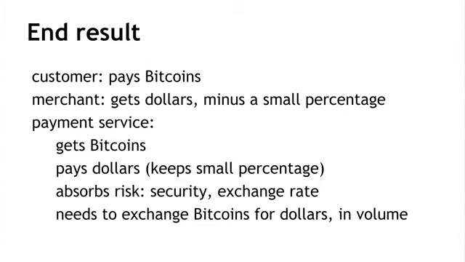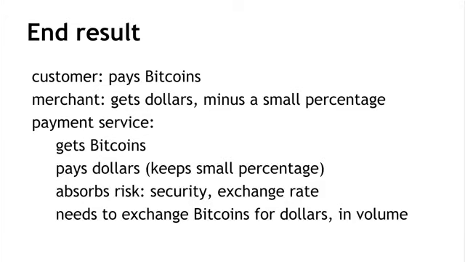Okay, so the end result of this whole process is the following: the customer pays some number of Bitcoins, and the merchant gets dollars. That's what the merchant wanted. They wanted to sell that item for a particular number of dollars or whatever their local fiat currency is. The merchant gets the number of dollars they asked for minus a small percentage. The payment service is going to take a small percentage as a fee, maybe a couple of percent. And the payment service does everything else.